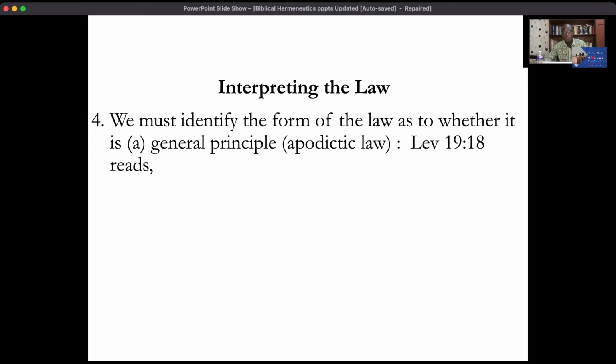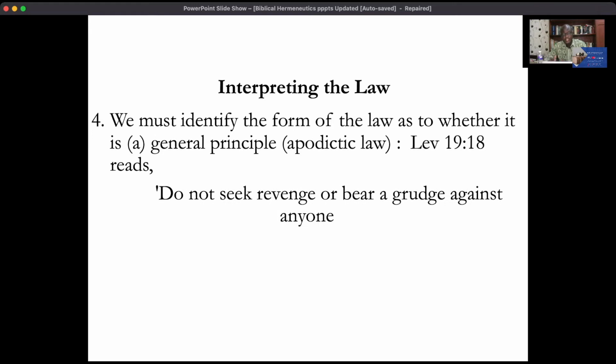You must identify the form of the law, as to whether it is a general principle, that is apodictic law. So it's important. We have two forms in reference to the form of the law. If the law has a general principle application, it is called apodictic law. For example, Leviticus chapter 19, verse 18 reads, "Do not seek revenge or bear a grudge against anyone."